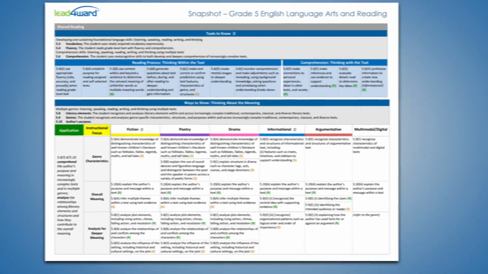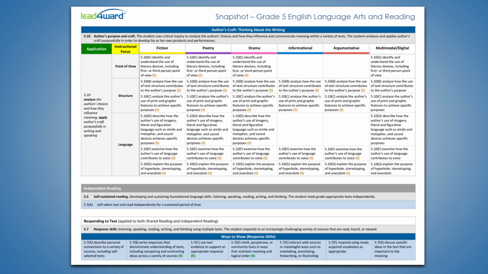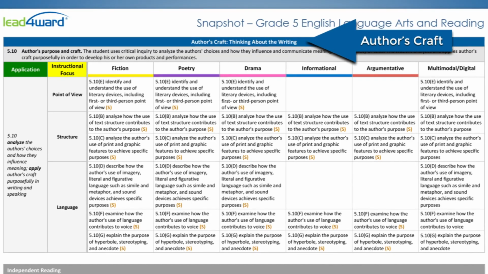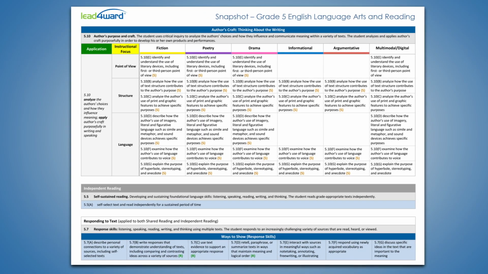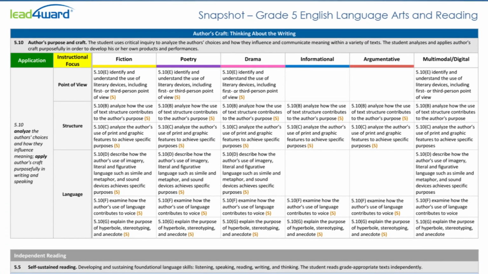In addition to the tools to know and ways to show standards, shared or core reading also includes a section called Author's Craft. This is the most complex and depends on students' proficiency in the tools to know and the ways to show. Now, instead of reading as a reader, students are expected to read as a writer and to think about the writing. Here we're looking at what authors do and why, and the choices that the author made, that they too are going to have the choices to make in their own writing.